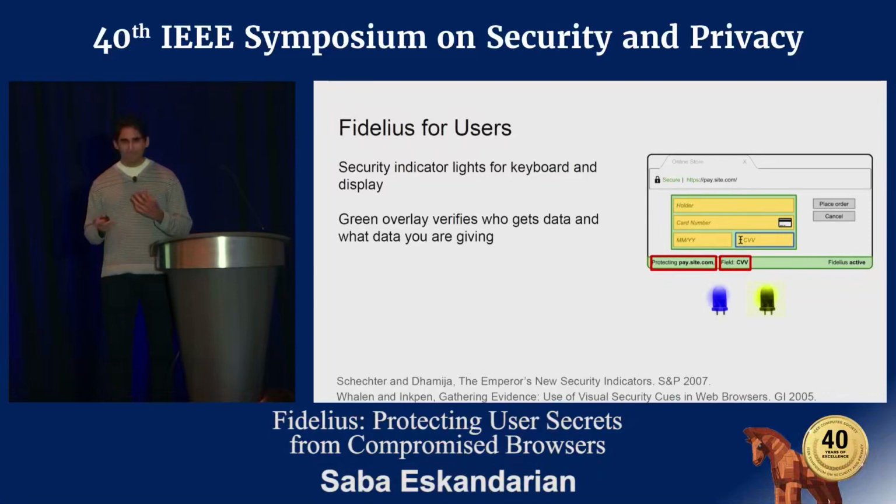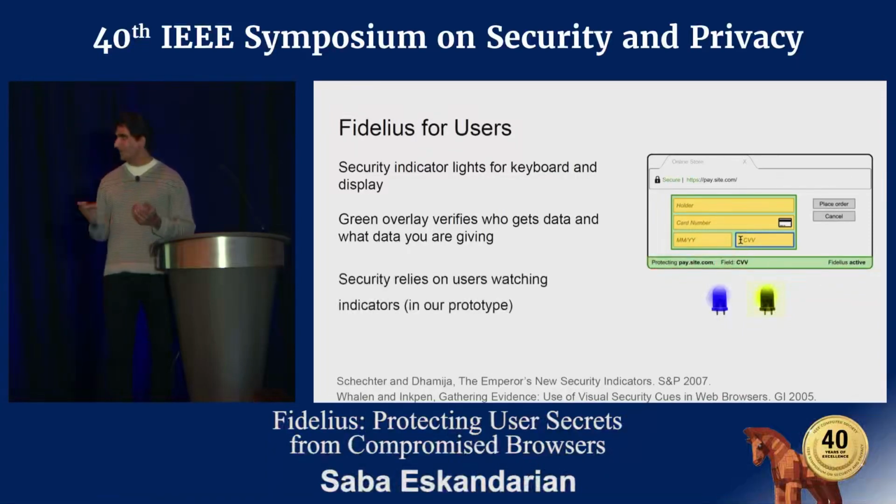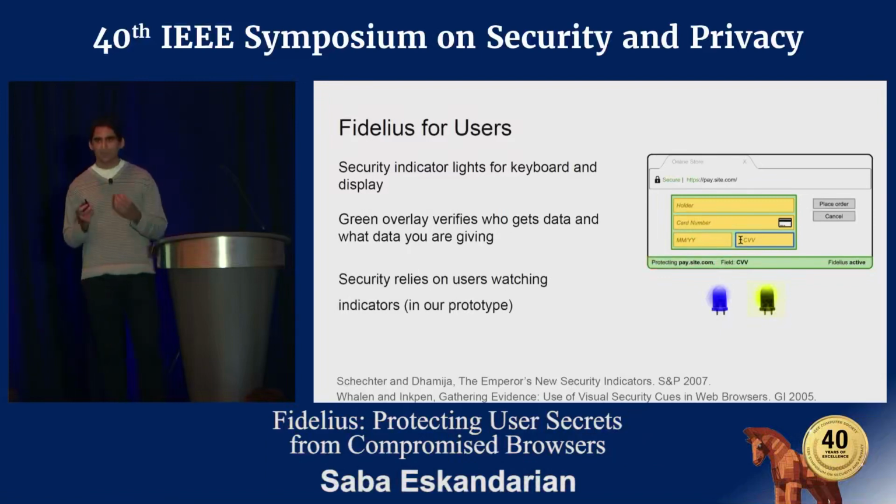So something that was mentioned in the previous talks, and that you might be thinking right now, is that in this prototype we've built, security relies on users watching security indicators. And watching security indicators is something that's been shown again and again to not be an effective way of getting users to behave. It turns out people don't really pay attention. So I want to say this is something we just built for our prototypes so that we can see that an alert and trained user can use Fidelius properly.